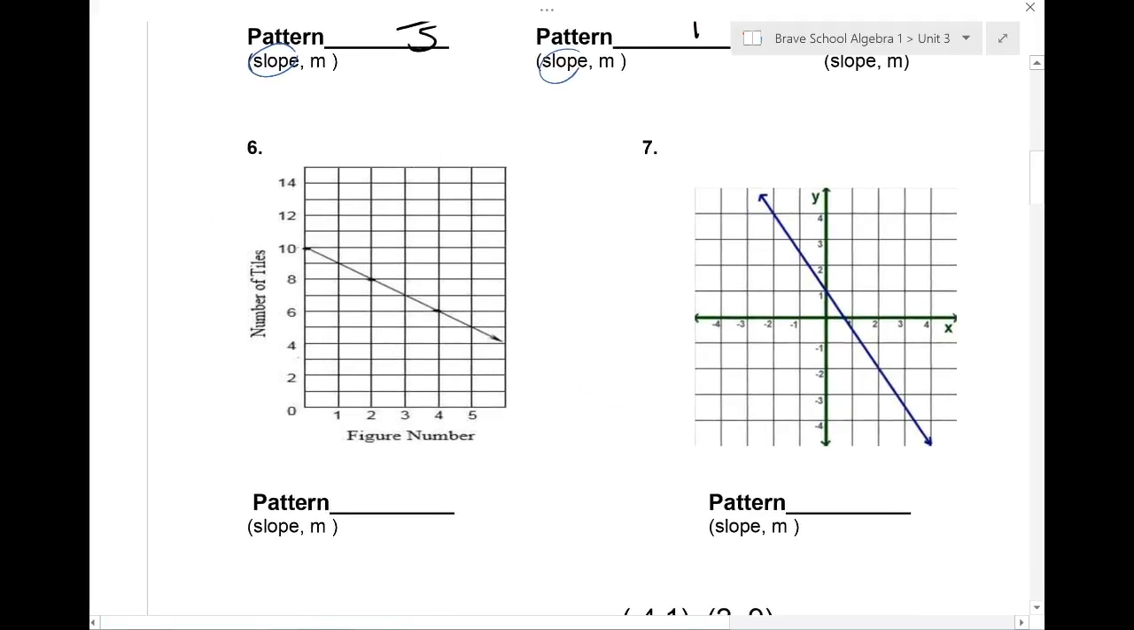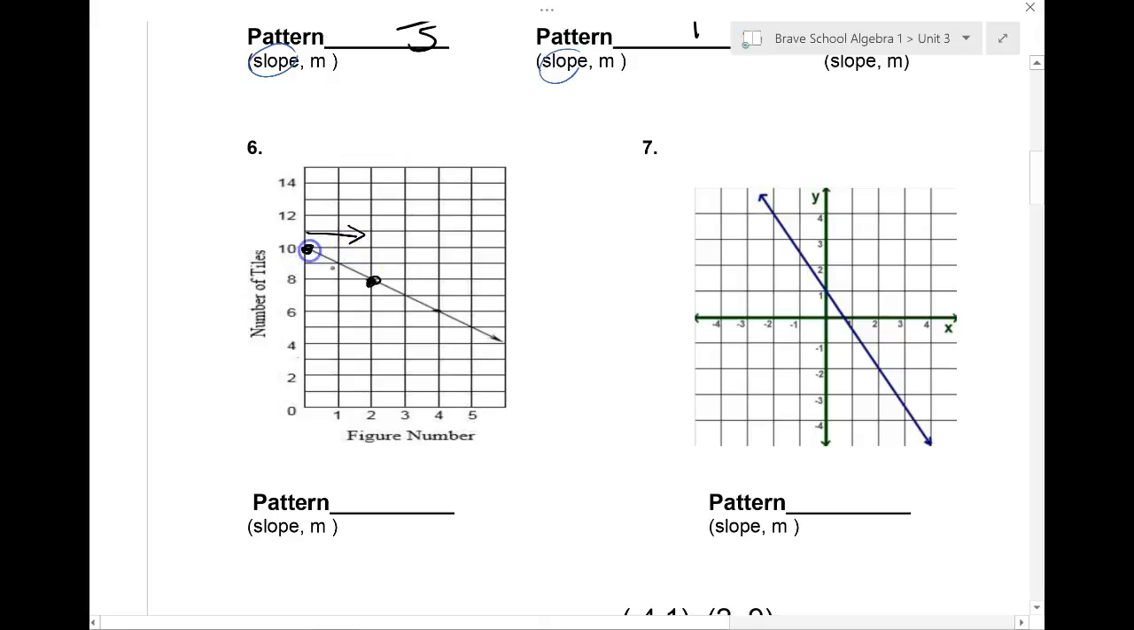So now number 6. Okay, number 6, now we need to use a graph to find the pattern. So what we do is we take 2 points on the graph. So pick any 2 points. It does not matter where the points are. And you're going to go from one point to the next. So you always go from left to right.